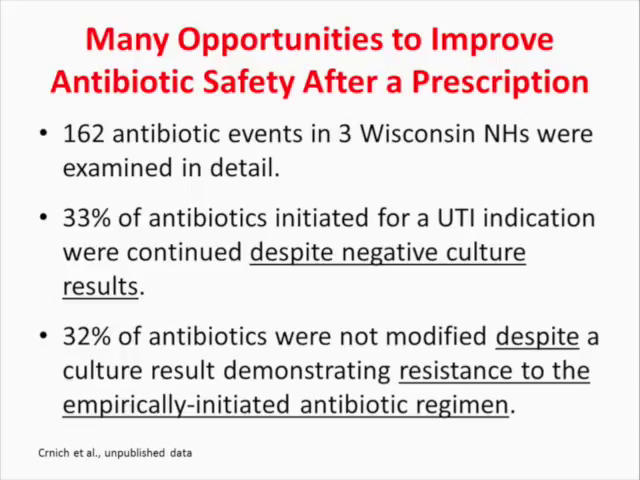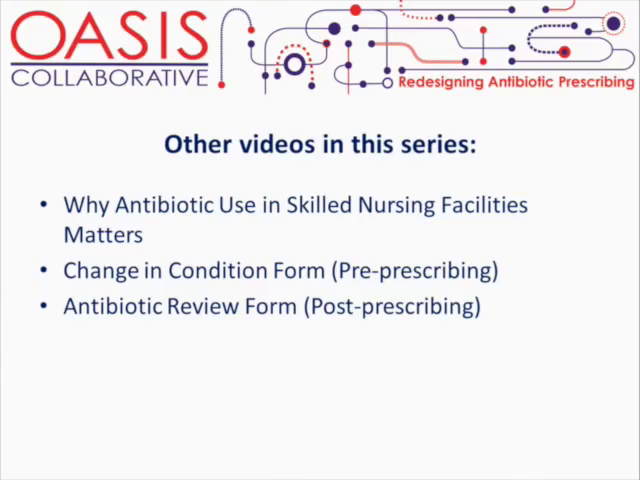So what we've covered in this video is how skilled nursing facilities can affect antibiotic use. For additional information on why antibiotic use in skilled nursing facilities matter, the components of the OASIS Collaborative, including examples of how the components are intended for use, please see the other videos in this series.